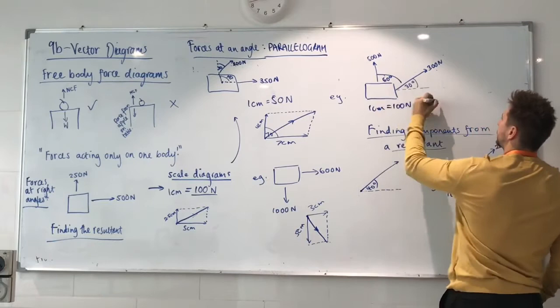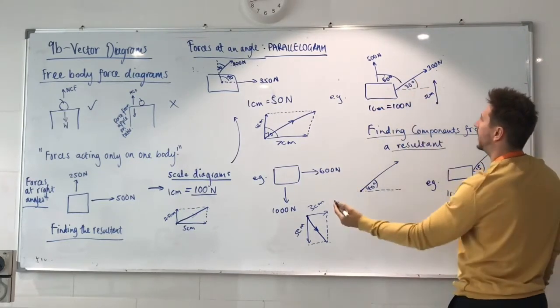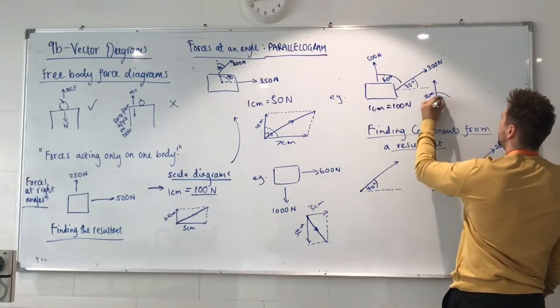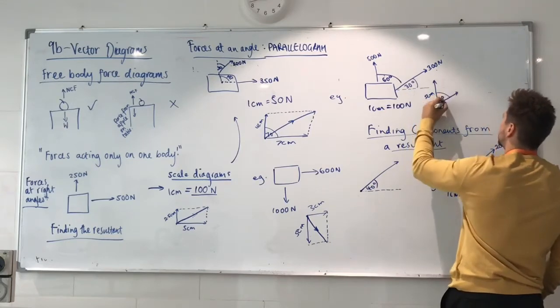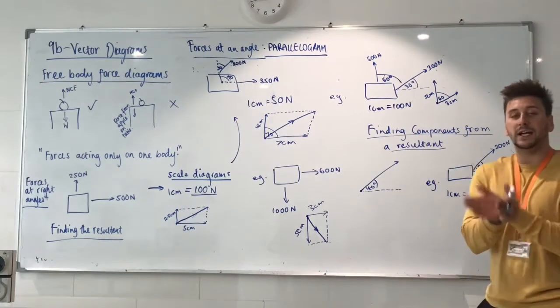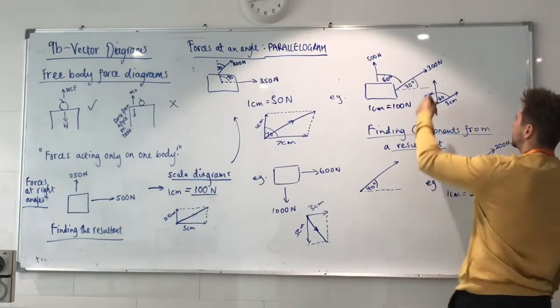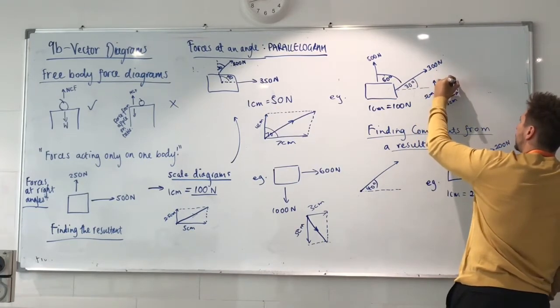Means this force vertically up is going to be 5 centimeters. Take my protractor. I need 60 degrees between them, so I go 60 degrees. And 300 newtons is 3 centimeters. There's my scale diagram. Because there is an angle between them, and it's not 90 degrees, it's going to be a parallelogram. So take my 5 centimeter line, which is vertical, that's the easiest one to copy.